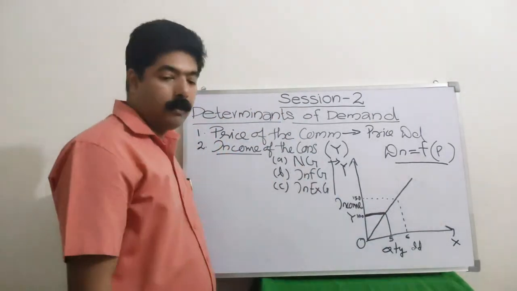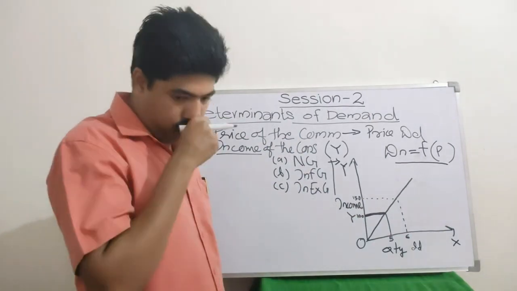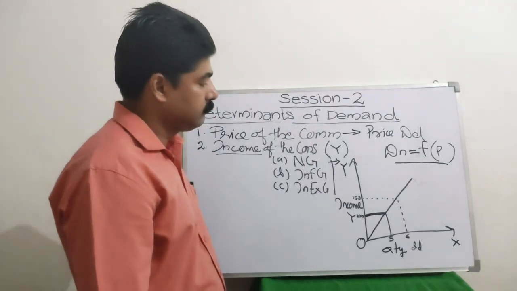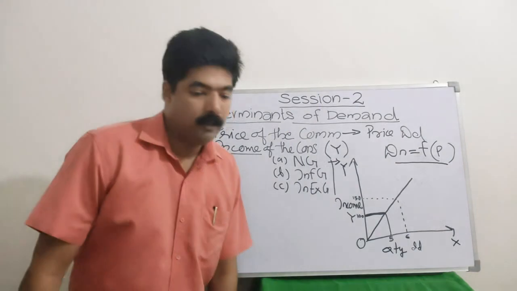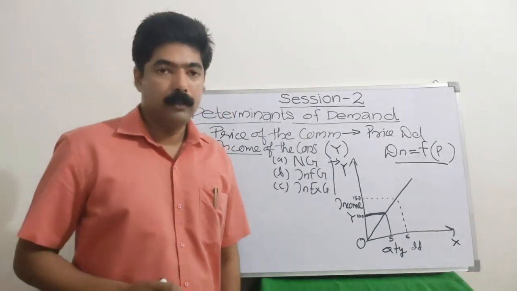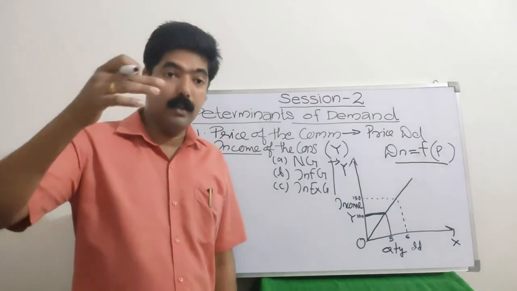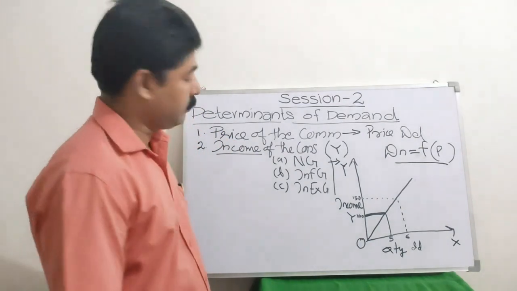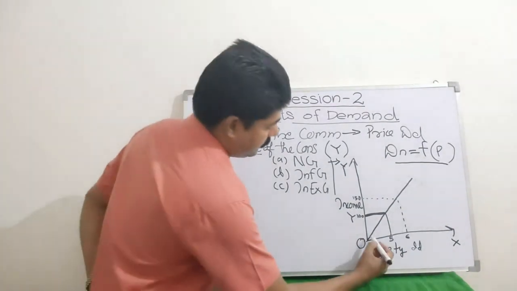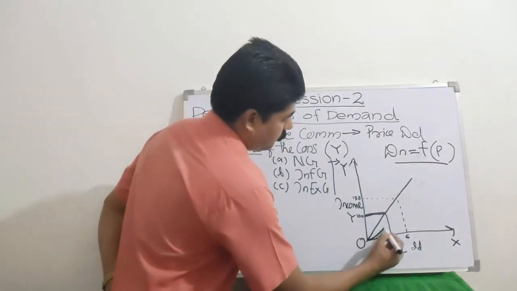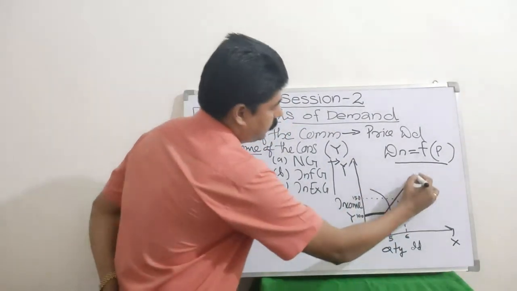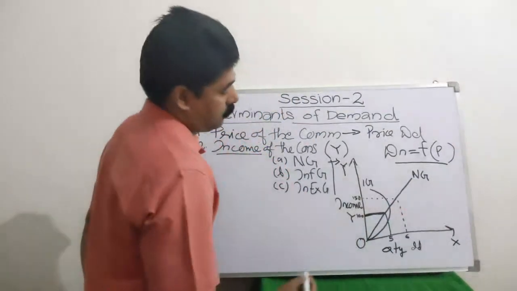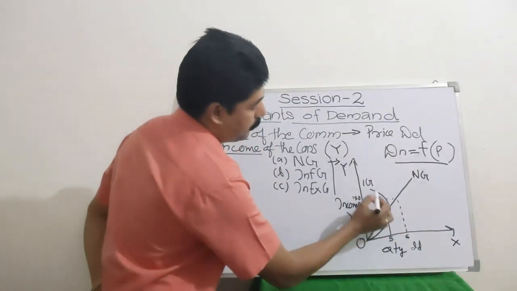And inferior goods, what are inferior goods, sir? Inferior goods are those goods whose demand falls when income increases. So in that case we can draw the diagram like this. This is for normal goods. This is for inferior goods. So for inferior goods, a backward sloping curve.